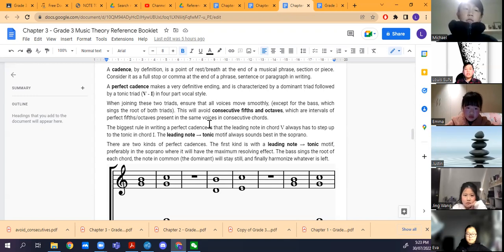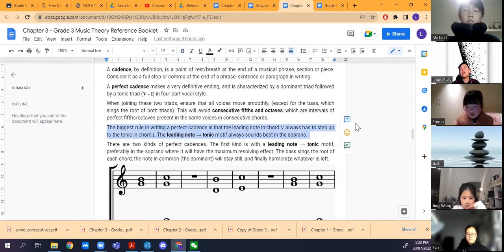So a perfect cadence, chord 5 to 1. All voices have to move smoothly except for the bass, which jumps the root. And the biggest rule is leading note to tonic motif, which always sounds best in the soprano. So, brains refreshed? Kind of, not quite.